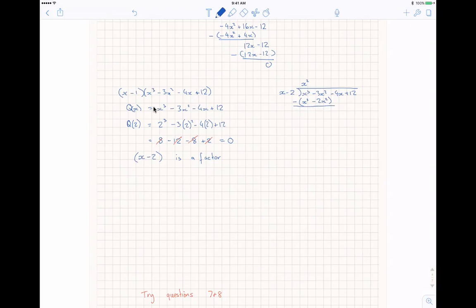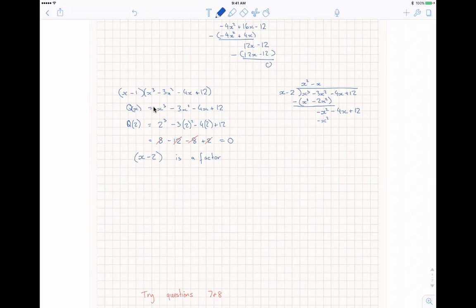Minus 3x squared minus a minus 2x squared is the same as plus 2x squared. So that's just minus x squared. Bringing down the other two terms. We need to multiply x by minus x to get minus x squared. Minus x times x is minus x squared.